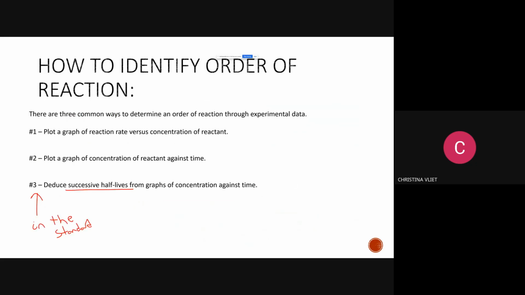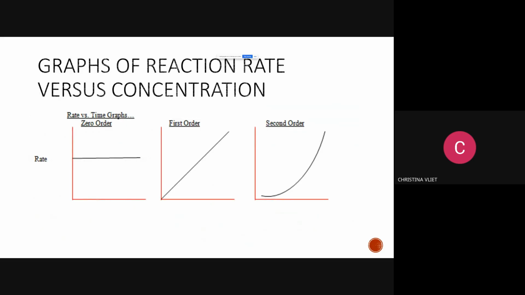So on the next few slides are a couple of graphs, and you do have to understand the reasoning behind these graphs, so I'll explain it. And it actually is similar to some things you might be aware of. Graph of reaction rate versus concentration. This is actually the rate versus time graphs. So rate of a reactant or rate of a product versus time, reaction rate versus time.